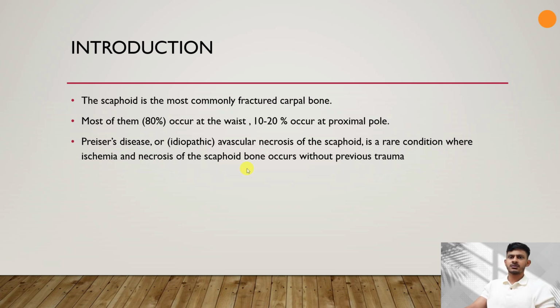Okay, coming to the introduction, the scaphoid is the most commonly fractured carpal bone. 80% of the fractures are through the scaphoid waist, where the remaining 20% are either through the proximal pole, the tubercle, or more distally towards the distal pole area. An interesting point: this is with regard to traumatic AVN of the scaphoid. With regard to idiopathic AVN, there's a disease called Preiser's disease, where there's idiopathic AVN of the scaphoid without any prior history of trauma. It is a rare condition, but it's been documented and it exists.